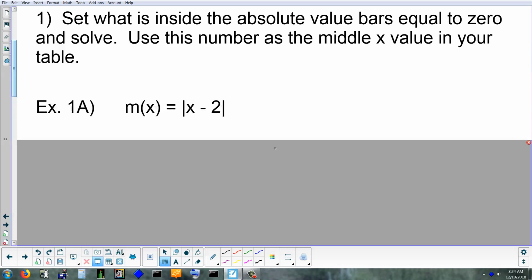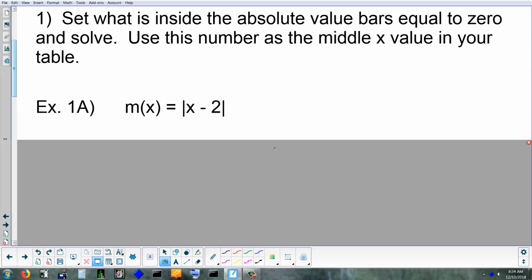So I know some people are still writing down, which is fine. This is what your first example is going to look like. All right, so we have m of x equals the absolute value of x minus 2. That's what it's going to look like.